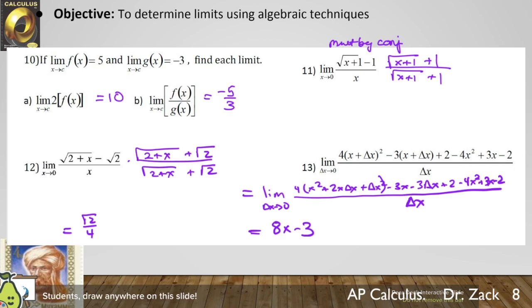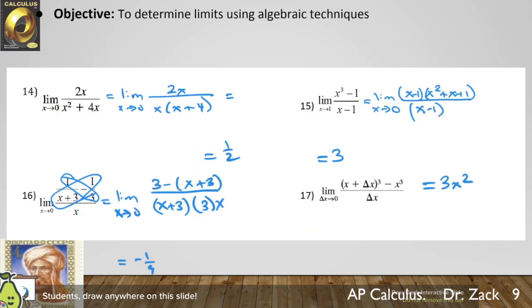So for numbers 11 and 12, you needed to multiply by the conjugate. The toughest part about question 13 was multiplying 4 times the quantity x plus delta x squared. So take your time doing that one. The answers have been provided.